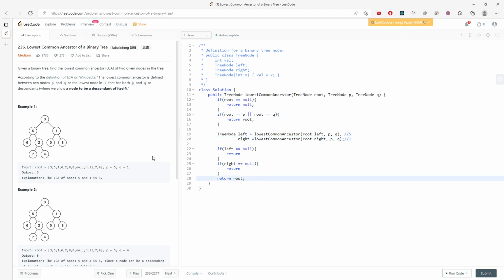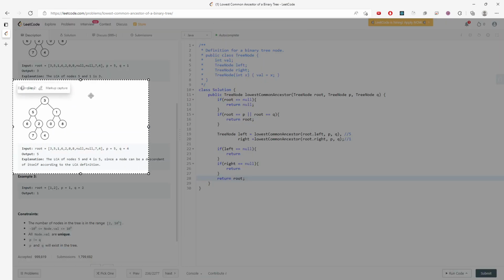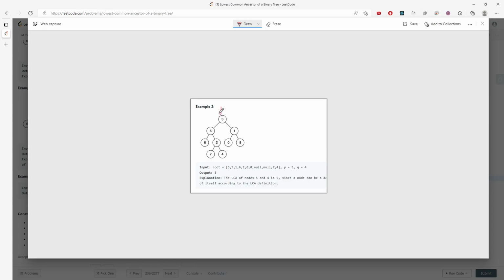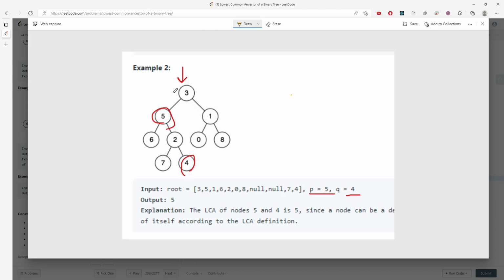So what happens if the left and right are null? For example, this one. I traverse from the 3, and P and Q are 5 and 4. So I'm passing the root of left and root of right. Again, for the root of right, you will just recursively call its children, and then you will return null because you cannot find it.